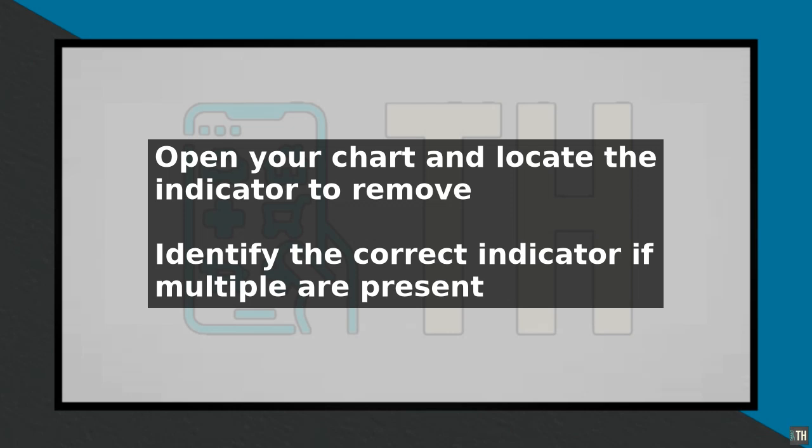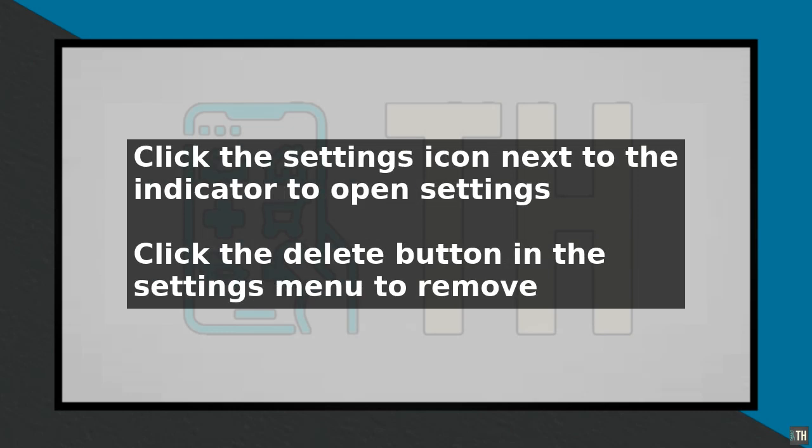Click on the indicator you want to remove, and a settings icon will appear next to it. Click on this icon to open the indicator settings. In the settings menu, you will see a cross or a delete button at the top right corner. Click on this button to remove the indicator from your chart.